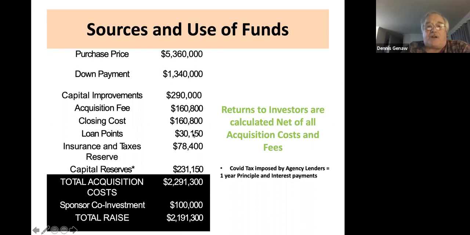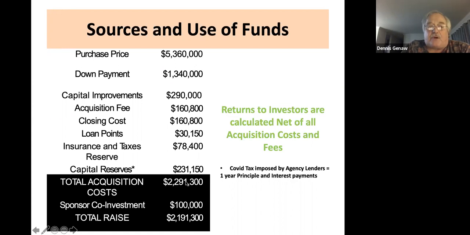The bank is charging points for the loan. I think this is 1 point. The bank also wants insurance and taxes in reserve, another $78,000. And then additional capital reserves because of COVID. We have what us GP people call the COVID tax imposed by agency lenders of 1 year of principal and interest payments. It's just going to sit in the bank, and hopefully after the end of the first year, if you operate the property well, they'll give you that money back.